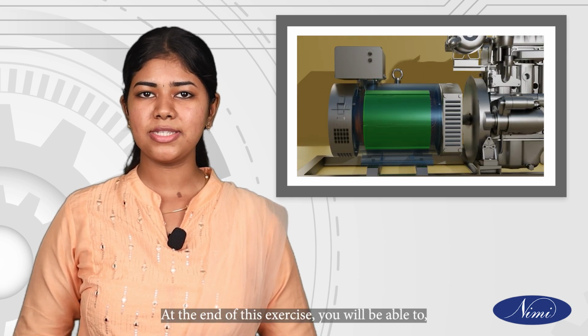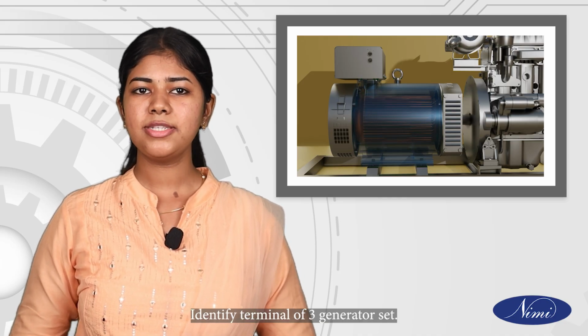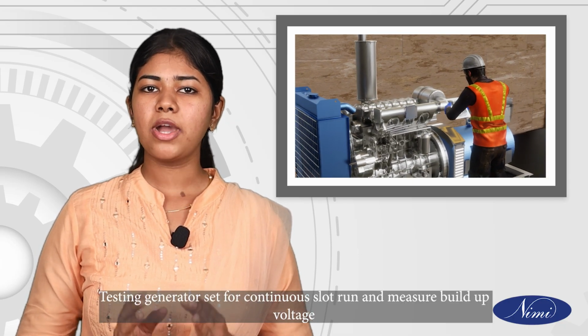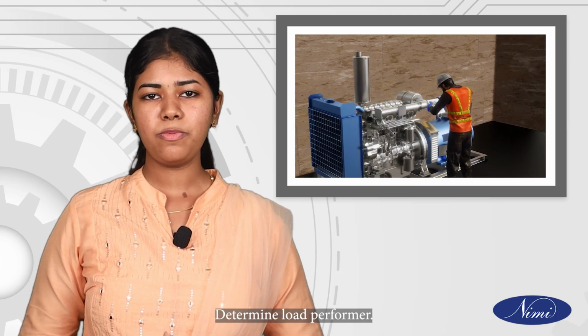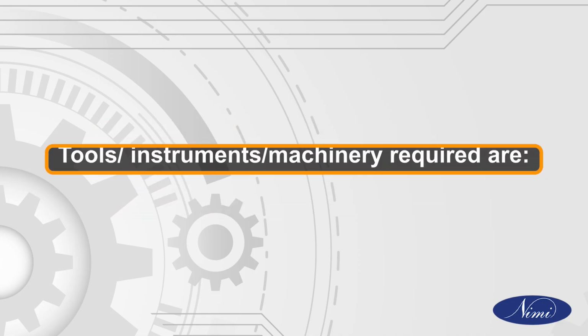In this exercise, we are going to learn about 3 generator set to identify their terminal, determine the excitation field winding terminal, testing generator set for continuous slot run and measure build-up voltage and determine load performance. At the end of this exercise, you will be able to identify terminal of 3 generator set, determine the excitation or field winding terminal, testing generator set for continuous slot run and measure build-up voltage. Determine load performance.